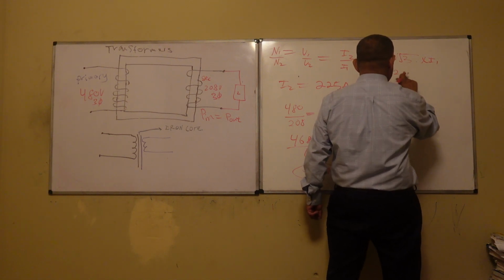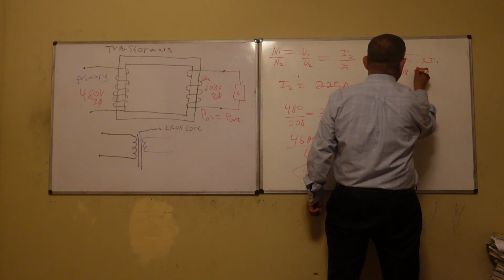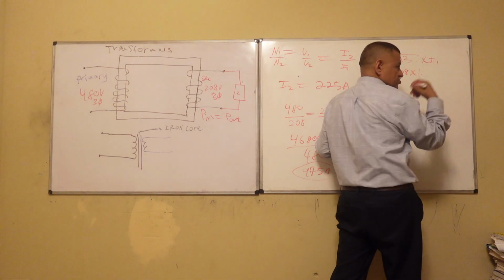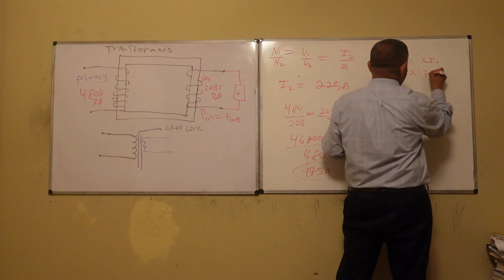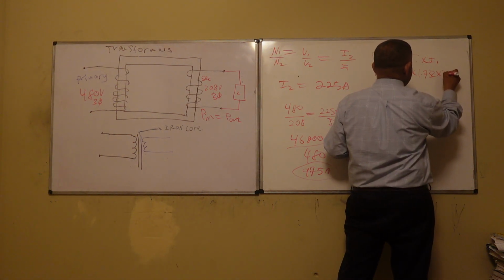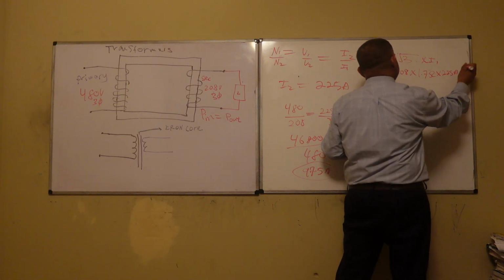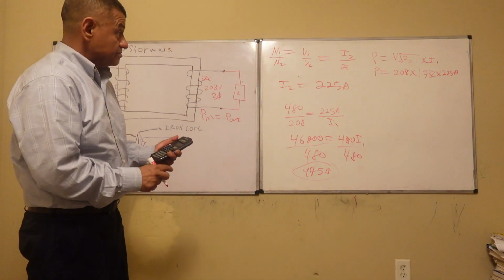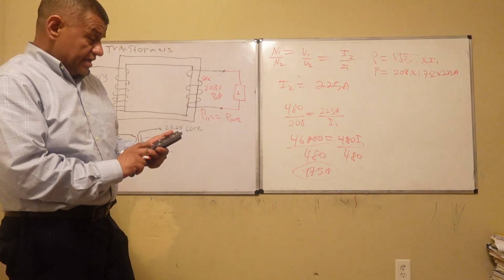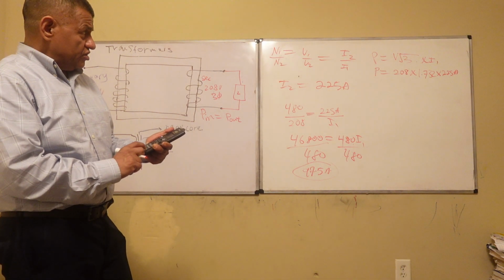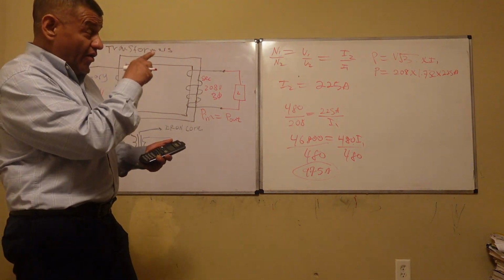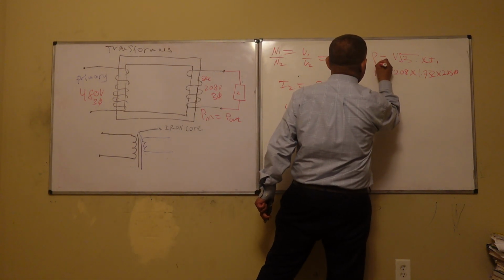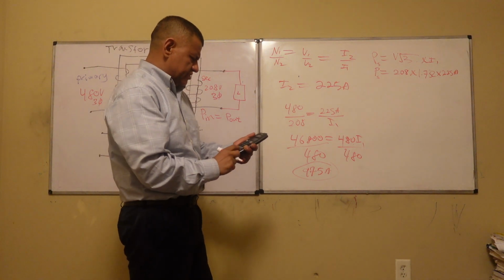208 times 1.732, the square root of 3, just an approximation, times 225 amps. So when you do that, you get that the power is equal to, and this is the power of the secondary, okay? So you can put power secondary right there, just to prove that it's true.